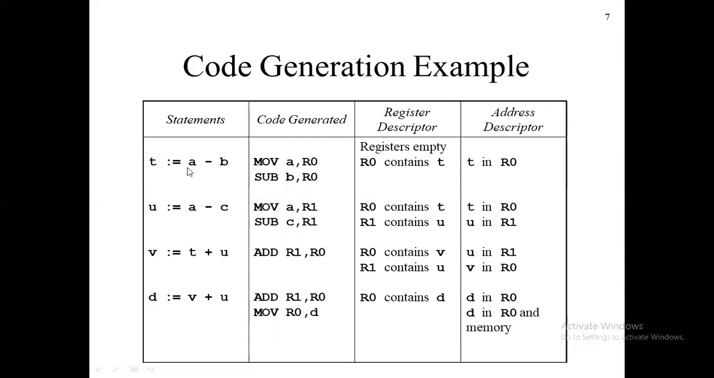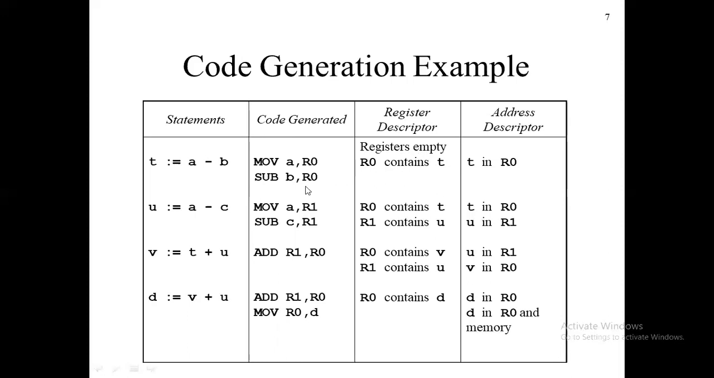See here, t equal to a minus b. Here a and b are variables. You have to move a into the register R0. Then you have to subtract b from the register R0. Then, in parallel, you have to update the descriptors, the register and address descriptors. If the register is empty initially, then you have to allocate the computed result into the register.